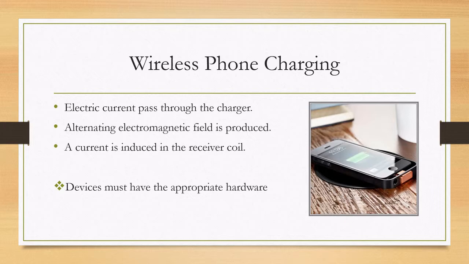First, the electric current will pass through the charger, and this will create an alternating electromagnetic field. A current will then be induced in the receiver coil, and then the receiver coil will convert it back into electricity to be fed into the battery of the phone. One thing you need to take note of is that those devices must have the appropriate hardware in them to support wireless phone charging, or else it will not work.